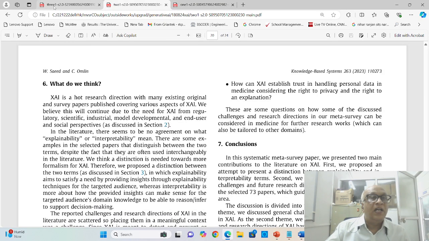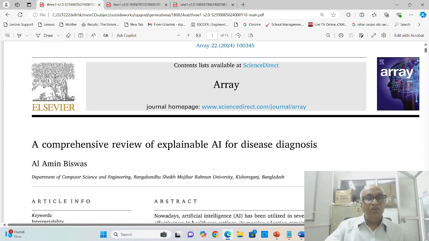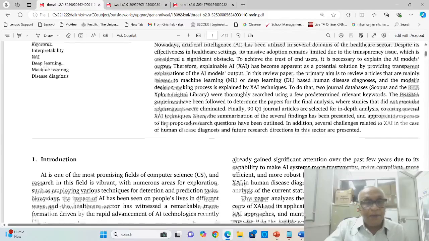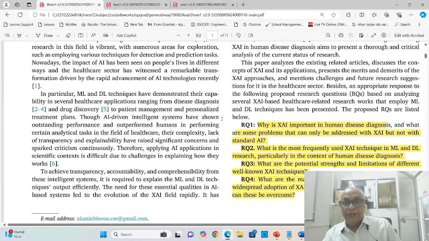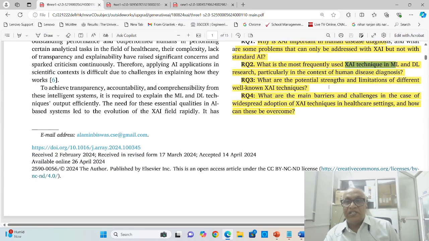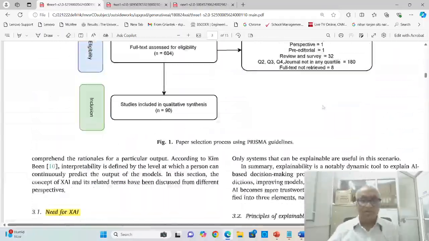We'll go for the last paper, and the title of the paper is A Comprehensive Review of Explainable AI for Disease Diagnosis. This is by Al Amin Biswas. This again is an Elsevier paper. So he has put the research questions like importance of XAI in disease diagnosis, popular XAI techniques, strengths and limitations, barriers and challenges.